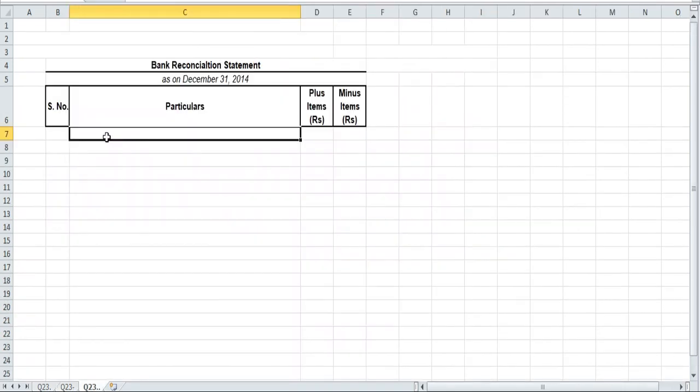So here what will we write down? We'll write here credit balance as per adjusted, or we can even write amended cash book.